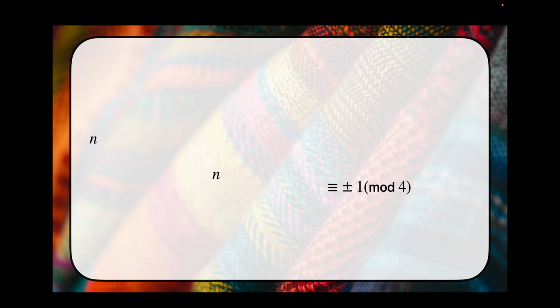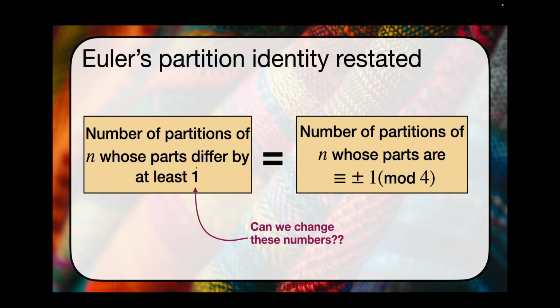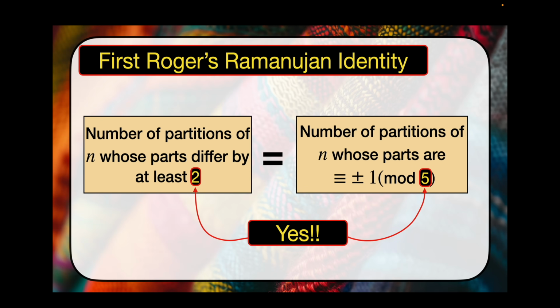And now the question is, can we change this number 1 in the parts that differ by at least 1 and pick up a change to this number 4 in the congruent to plus or minus 1 mod 4? And then perhaps we would have some sort of family of identities like this. And in fact, yes, we can. Changing the 1 to a 2 and the 4 to a 5 gives us the first Rogers-Ramanujan identity.